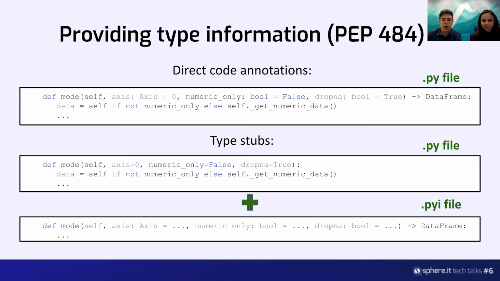So how can you add type information to your code? There are two methods. The first one is by using type annotations, and the other is stub files. On the top, you can see how to use annotations, and on the bottom, how to use stubs. You can think of stubs as header files from C or interfaces found in object-oriented programming languages like Java.